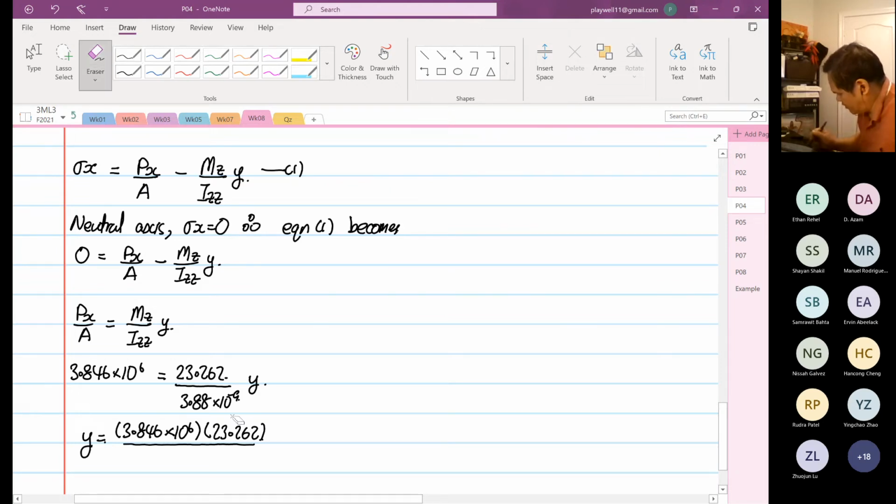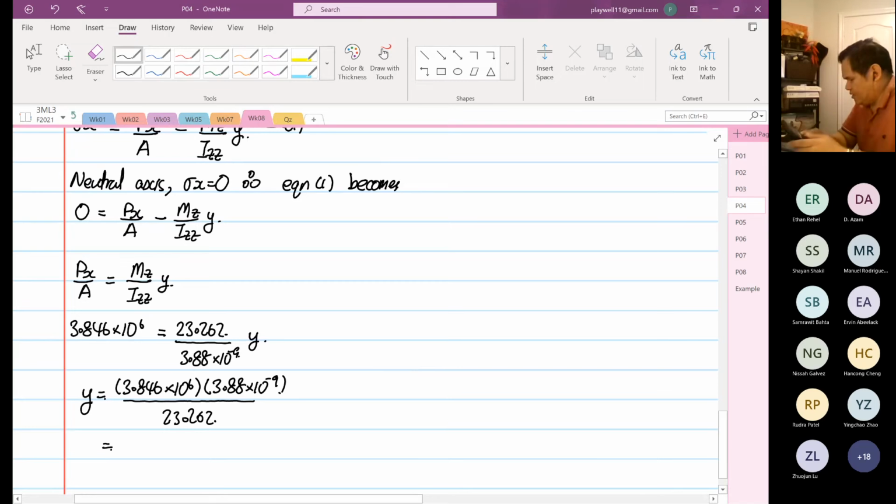no, what am I doing? This is 3.888 times 10 to the power minus 9 divided by 23.262. So our y: 3.846 power 6 times 3.88 power minus 9 divided by 23.262. You get 0.641 times 10 to the power minus 3 meters.